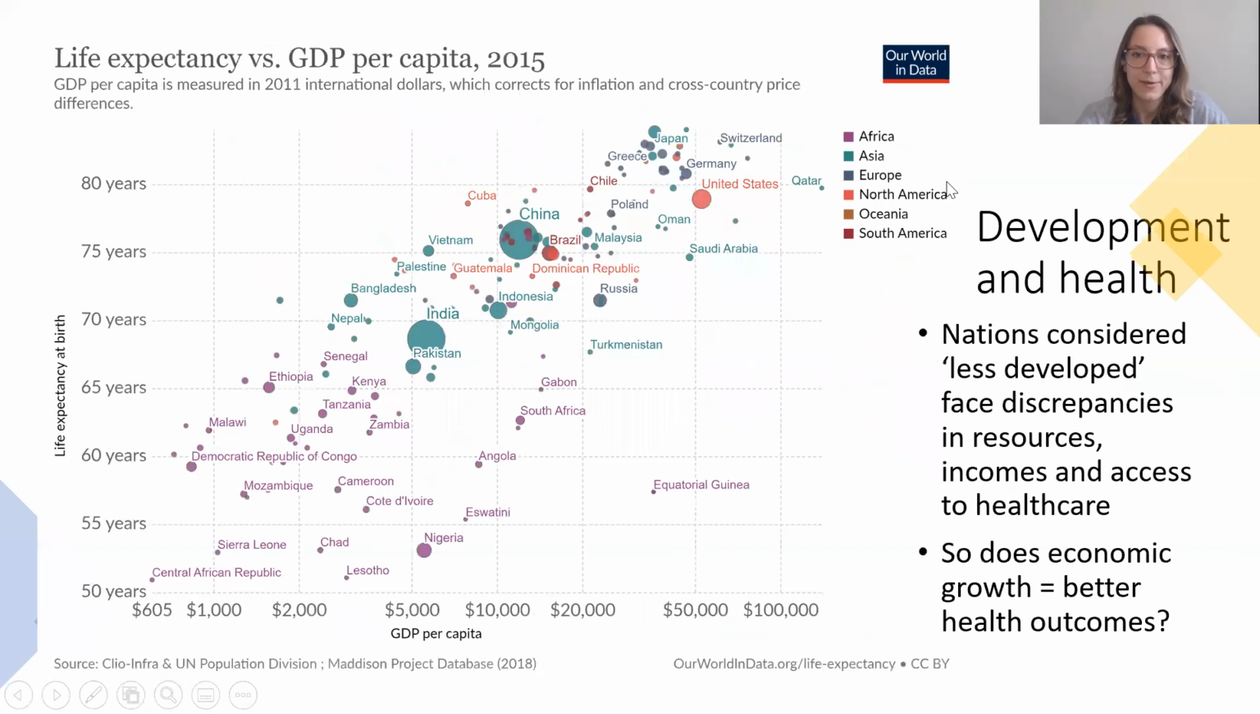So another way of looking at that kind of relationship is with GDP. So a very similar kind of trend emerges here, right? So GDP per capita on one axis and life expectancy. So both of those experience this positive association. So the more GDP per capita a country has, the higher life expectancy it tends to have.